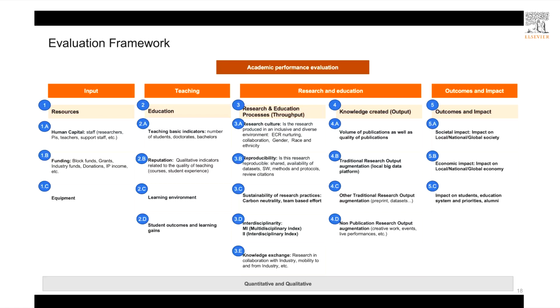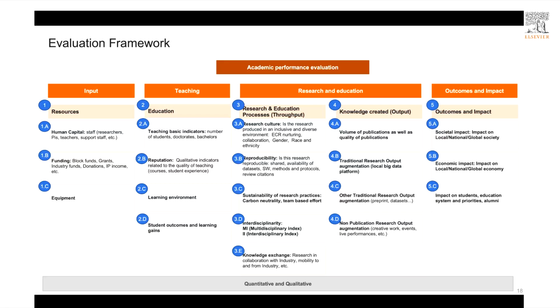The next 2 pillars lie at really the nexus of research and education. The third one is research and education processes, or throughput. It would include the culture of research and the kinds of collaborations that exist. And then next to that is the knowledge that's created, the scholarly outputs. And this would include quantity and quality kinds of indicators.